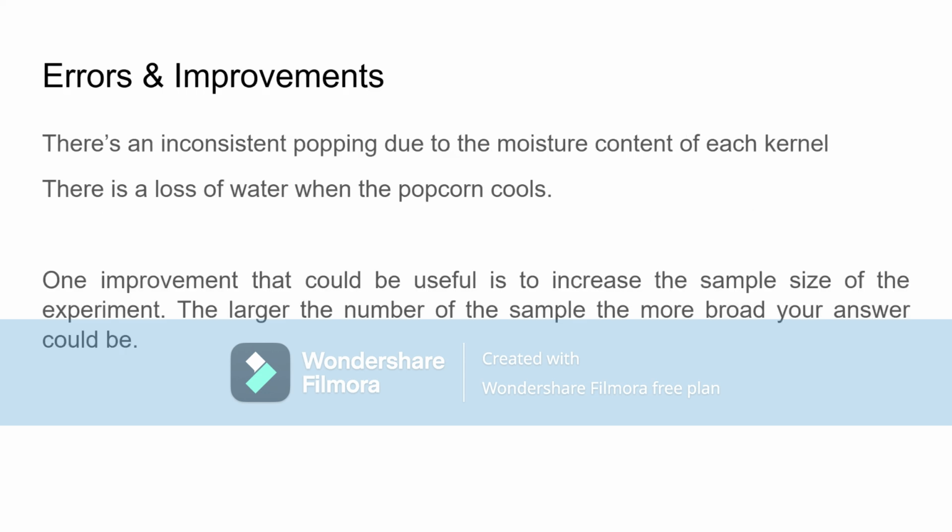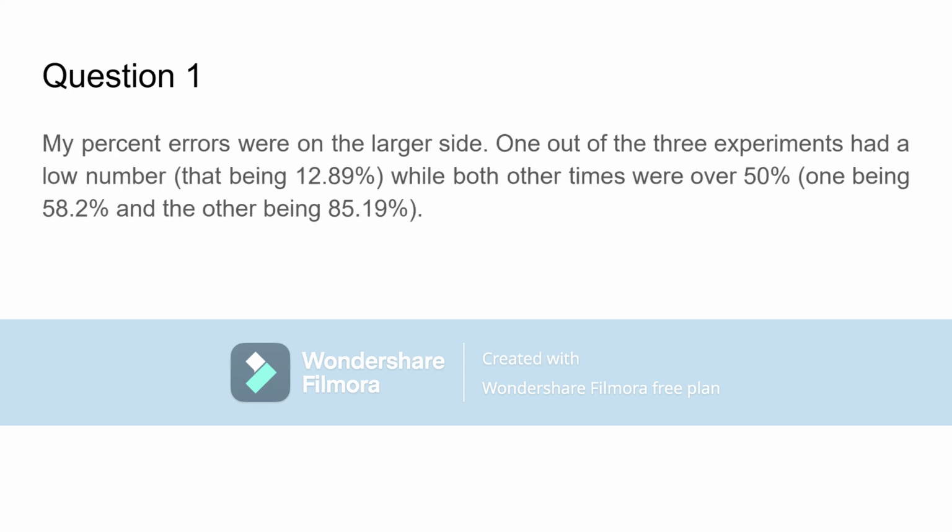So 2 errors that I saw were inconsistent popping due to the moisture content of each kernel, and a loss of water when the popcorn cools, because it is losing its water when it cools down. An improvement that I see that could be very useful is to increase the sample size of the experiment. The larger the number of samples gives you a broader range of what they could be, giving you a more accurate way of answering your questions.